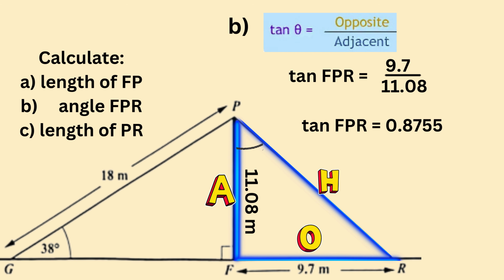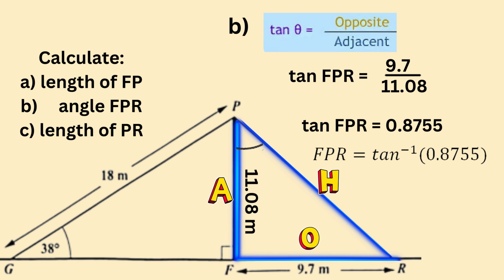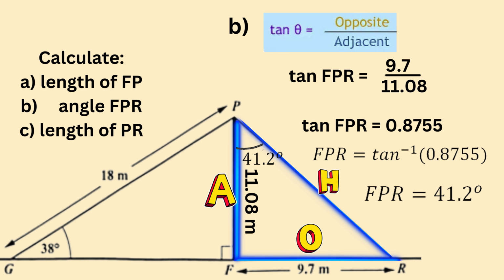Hence, angle FPR equals tan inverse 0.8755, which is 41.2 degrees. To get the solution, press Shift, then tan, then 0.8755, then the equal sign.